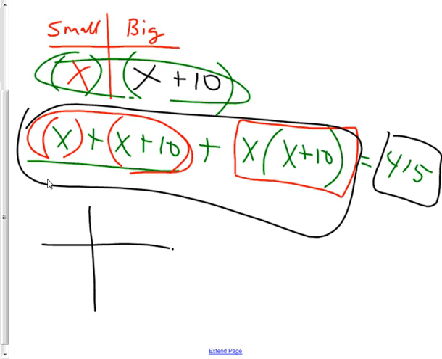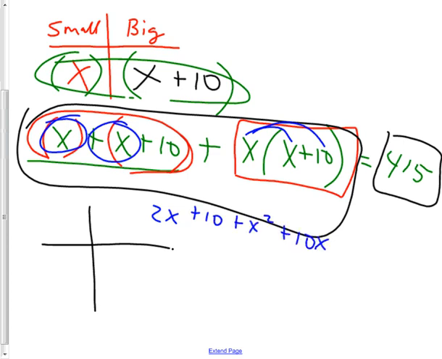All right. I'm going to put some stuff together before I put mine in the calculator. I'm going to say the x and the x makes 2x. And the x times the x is x squared, and that's 10x. So plus 10 plus x squared plus 10x. And I put that all together, and I have x squared plus 12x plus 10 equals 415. I'm going to graph those two.